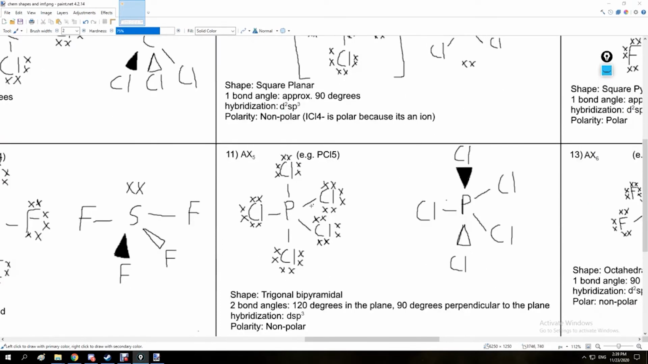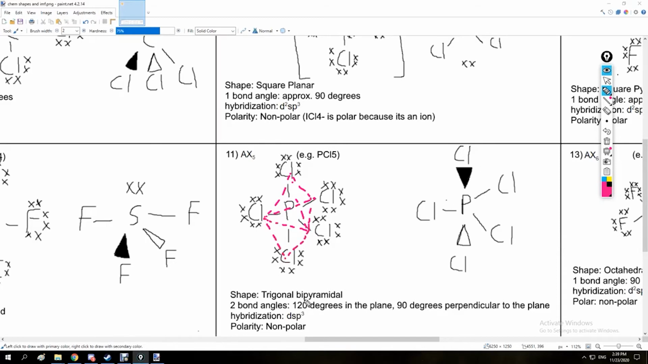So you draw the Lewis structure and it looks like this. I want you to kind of imagine it. These 3 Cl's are going to form a triangular base. There's going to be 1 Cl vertically above them. There's going to be 1 Cl vertically below them. So it's going to look like this.